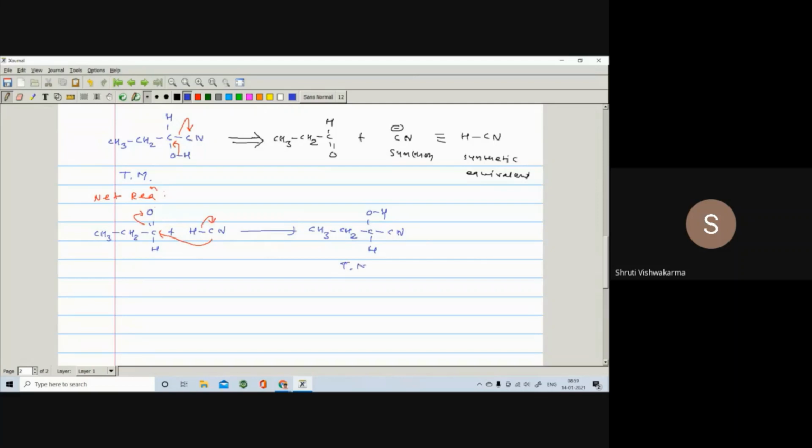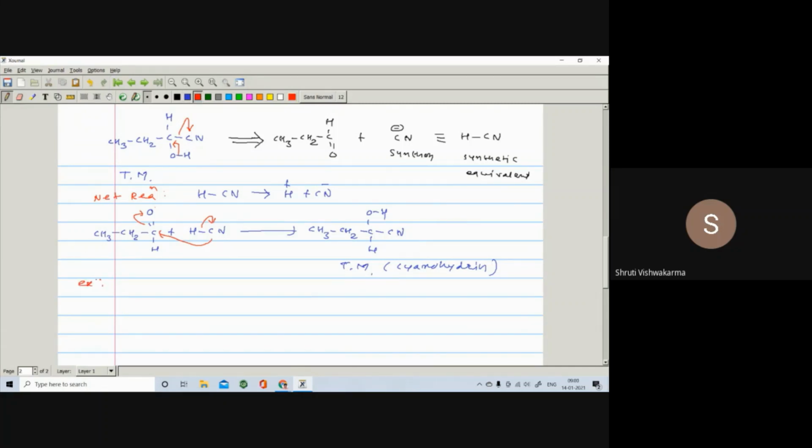That is called the target molecule. So it is your cyanohydrin. You have prepared the cyanohydrin in this way. The disconnection of a cyanohydrin is very simple. Before that, you can also write the HCN undergoing disconnection, that is, dissociation to give H positive plus CN negative. Now let us see some examples.